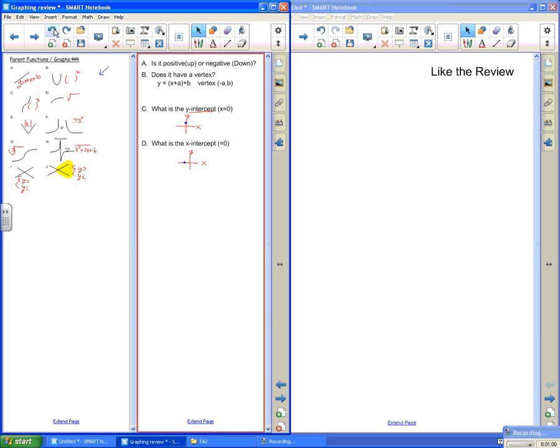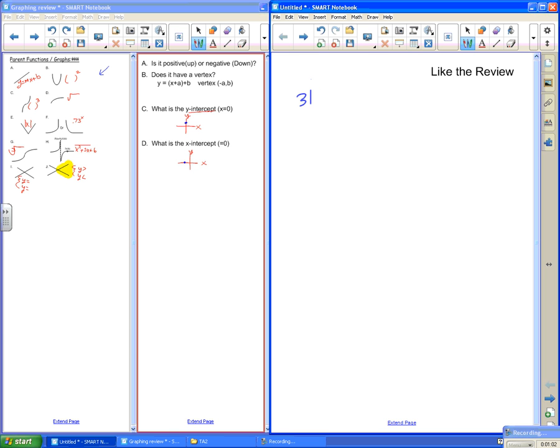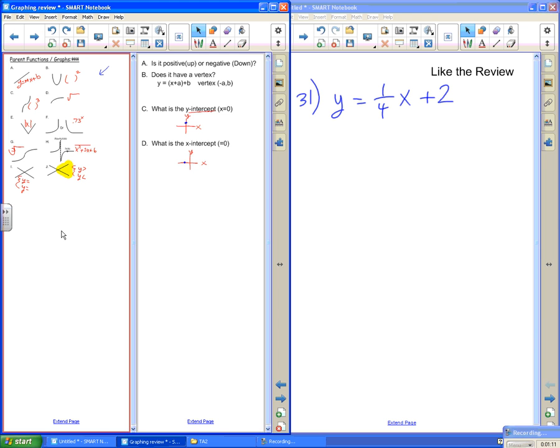So this is like number 31. It's y equals 1/4 x plus 2. My first thing is I want to figure out which one it matches from over here, from this area here. And I'm going to do these in order. But if you didn't know, that one matches the line because nothing's happening to the x. It's not being squared. It's not a square root. It's not an absolute value. It's not on the bottom. So that's just a good old-fashioned y equals mx plus b.